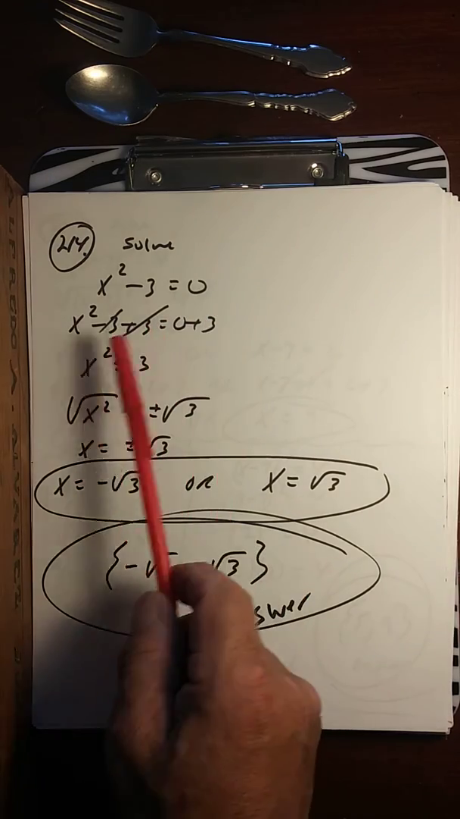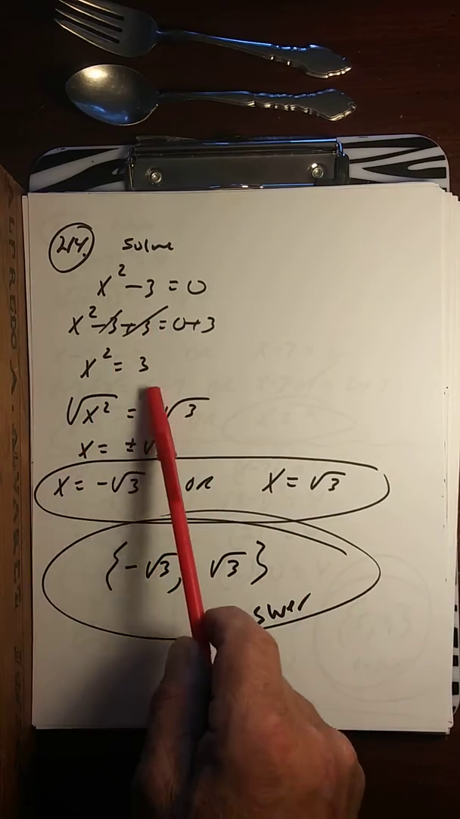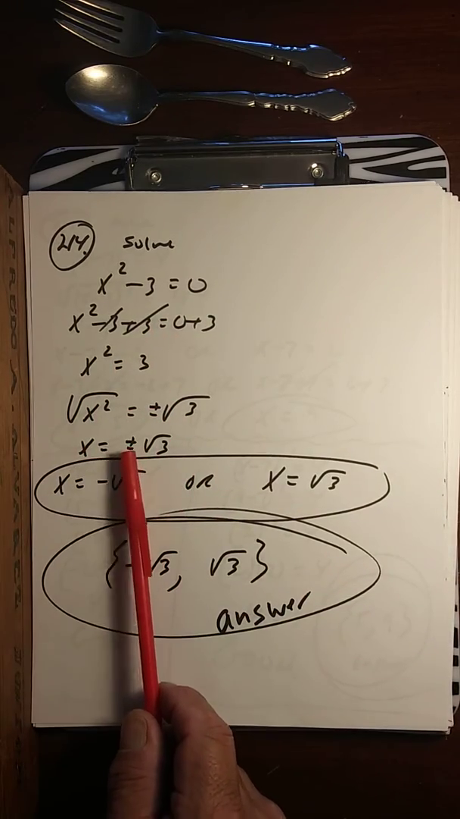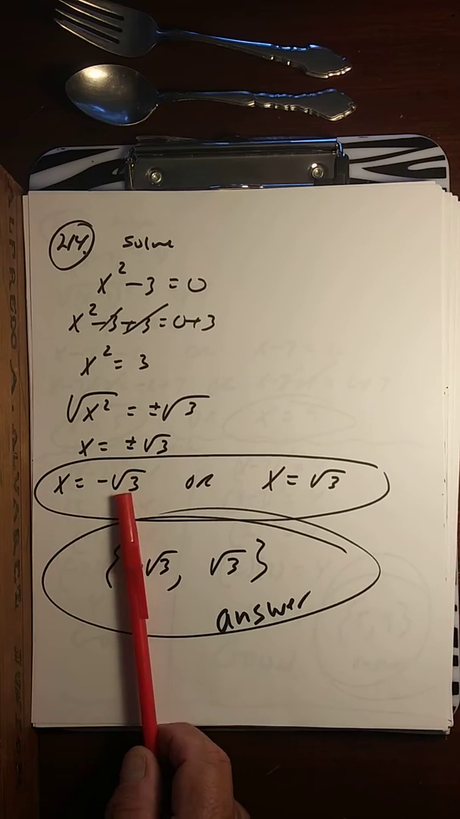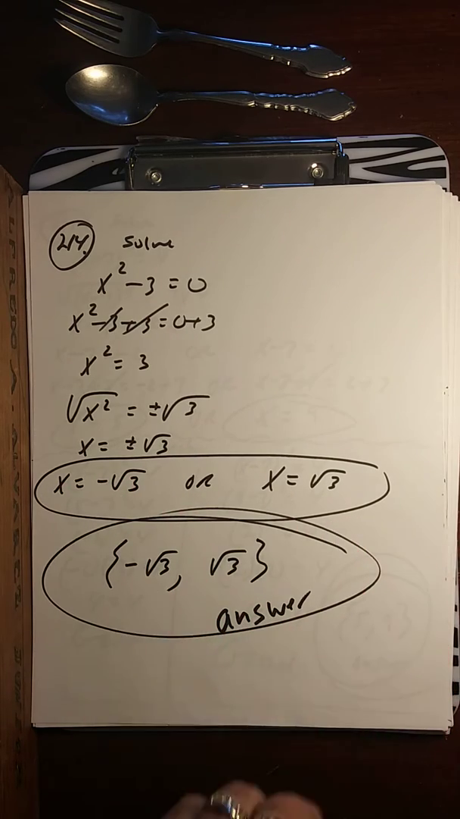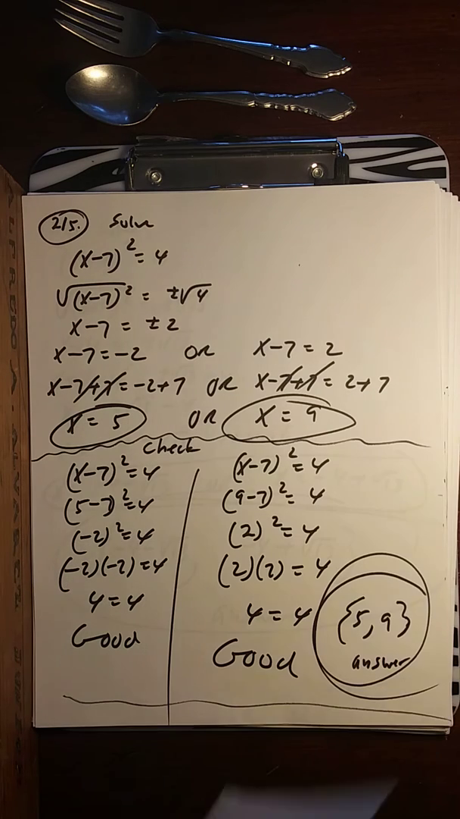This one. Rewrite it first. Add 3 to both sides. x squared equals 3. Square root of this side, square root of this side. So x equals plus or minus square root of 3, or x equals negative square root of 3, or positive square root of 3. So the answer is negative square root of 3 and positive square root of 3.